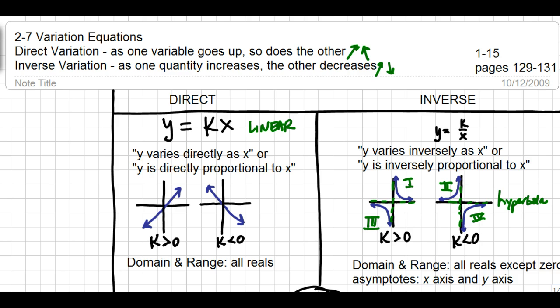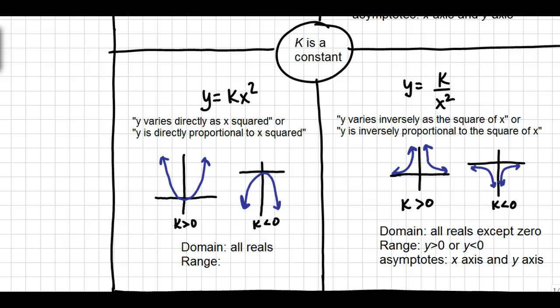Alright, so remembering that k is a constant, we have 2 more situations we're going to look at. The one on the right is, again, a direct situation, but now the x is being squared. So it'll say it varies directly as x squared, so that word will have to be included. This equation is called or referred to as a quadratic, and the resulting graph is referred to as a parabola. The parabola will either open up or open down, depending upon the value of the k.